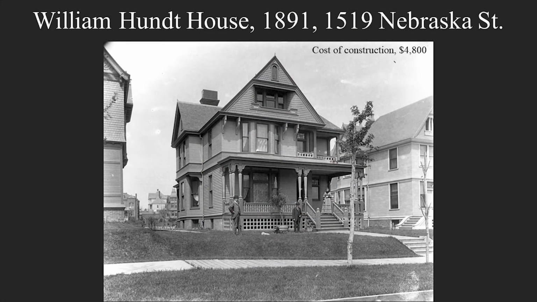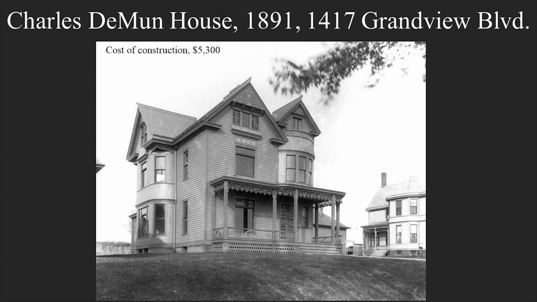The William Hunt House, still standing, was built in 1891 and is at 1519 Nebraska Street. The cost of construction of this house was $4,800. Charles DeMunn House in Rose Hill, 1417 Grandview Boulevard, was built in 1891 for $5,300.